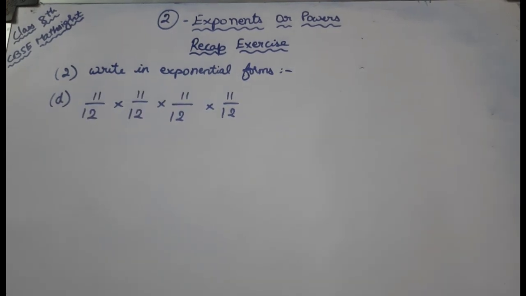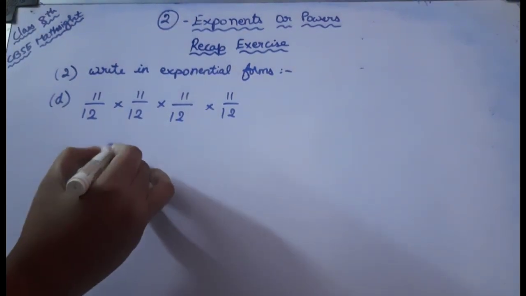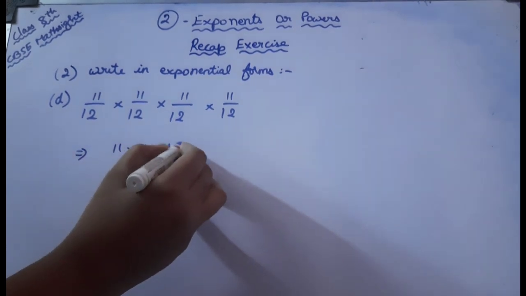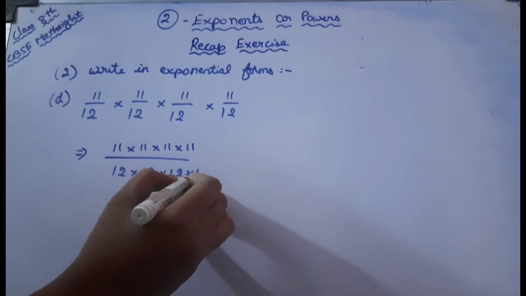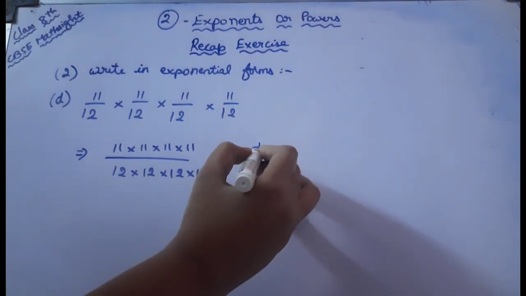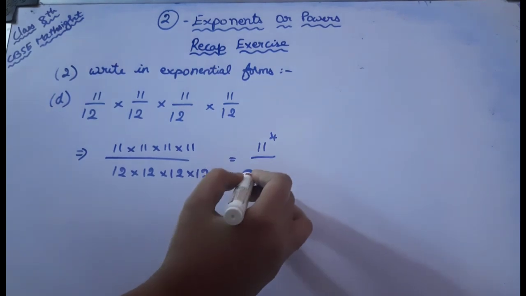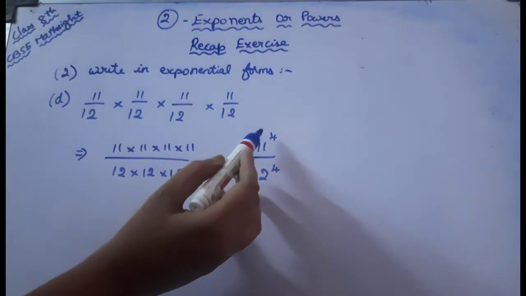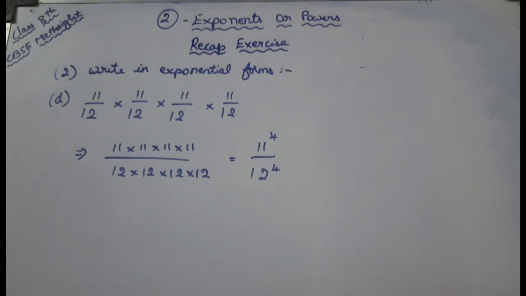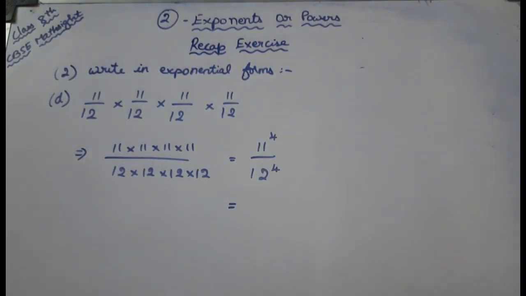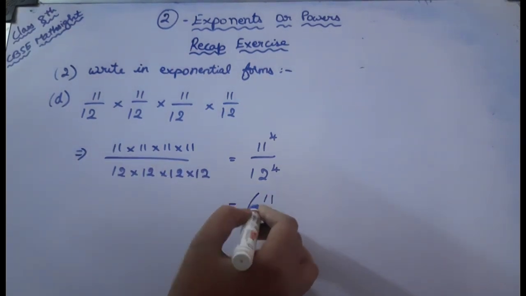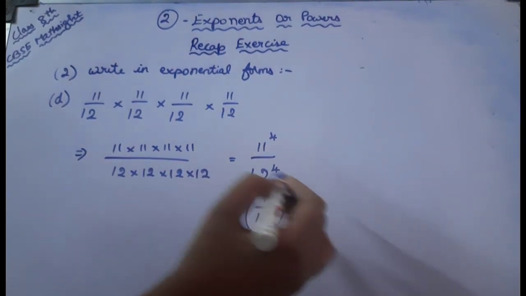We are going to see the next sum, 11 by 12 into 11 by 12 into 11 by 12 into 11 by 12. In the numerator we can see totally we have four 11s and in the denominator we can see totally we have four 12s. So since we have the same base, we can club together and write 11 to the power of 4 by 12 to the power of 4. Since the numerator and the denominator have the same power, we can write as a whole, 11 by 12 to the power of 4.